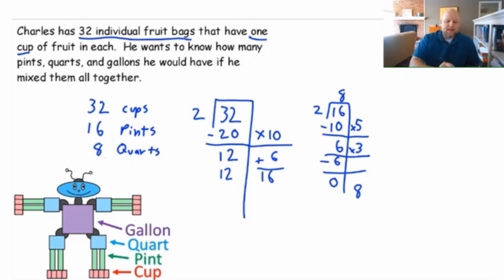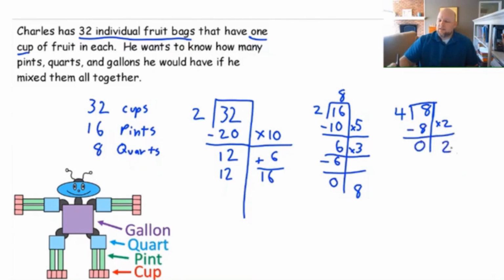Now, to find the gallons, we're going to do the same process. So we have 8, and we're going to divide 8 by the amount of quarts in each gallon. And remember, we can see by looking at Gallon Man here that each gallon has 4 quarts. So we're going to divide 8 by 4. And 4 times 2 equals 8. We'll subtract that, and that gives us 0. So we find that 8 quarts equals 2 gallons.